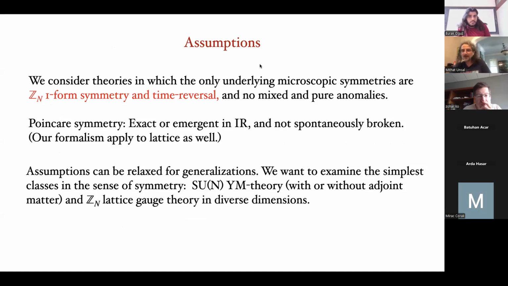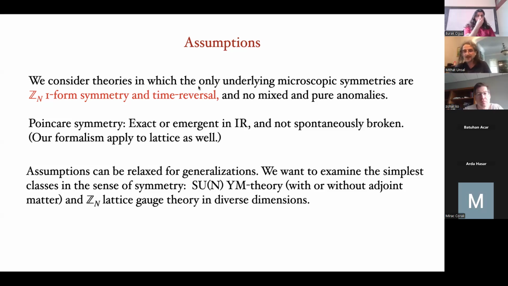So what are our assumptions? We consider theories in which we assume that the underlying microscopic theory has only Z_N one-form symmetry and time reversal symmetry. Poincare symmetry can be exact or emergent in the IR, so the formalism can apply to lattice gauge theory. Some of these assumptions can be relaxed for generalization.